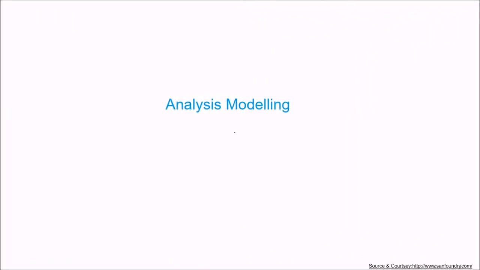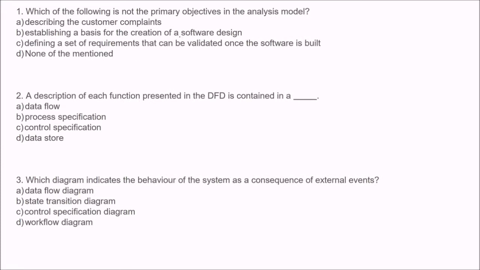So let us take a few more questions in software engineering. First topic is analysis modeling. The first question is, which of the following is not the primary objectives of the analysis model? So these are four options for you. Please read them very carefully and try to answer them. Which of the following is not the primary objectives of the analysis model?